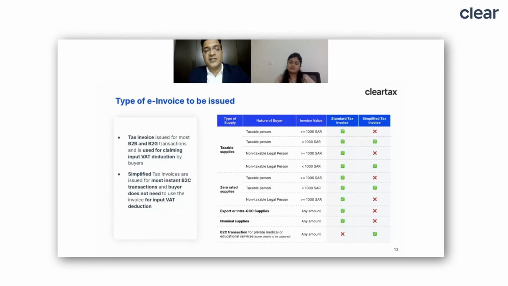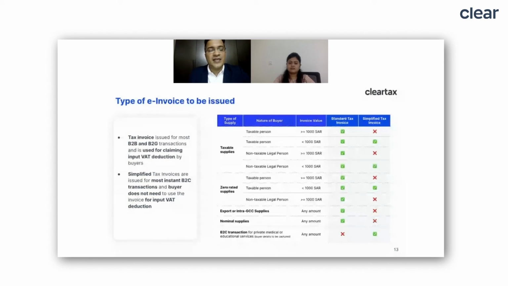If transactions are done with the same set of persons, and the value of the transaction is less than 1000 Saudi riyals, you are given an option: either you can issue the tax invoice or a simplified tax invoice. But please note, whatever invoice you are issuing, the fields and requirements in that invoice have to be as per the ZATCA guidelines. Coming to the next point, export transactions or nominal supply transactions, which are your deemed supply: you are required to issue a standard tax invoice in all cases.